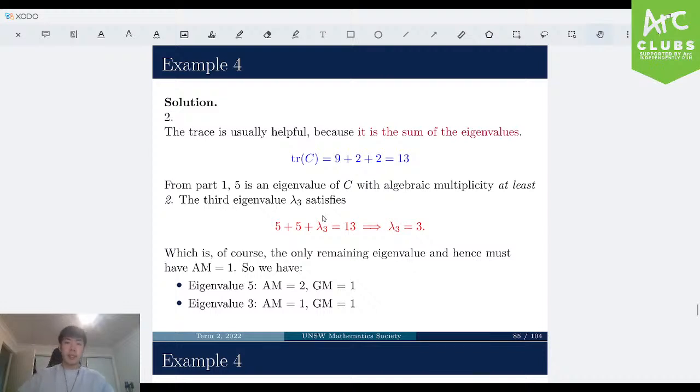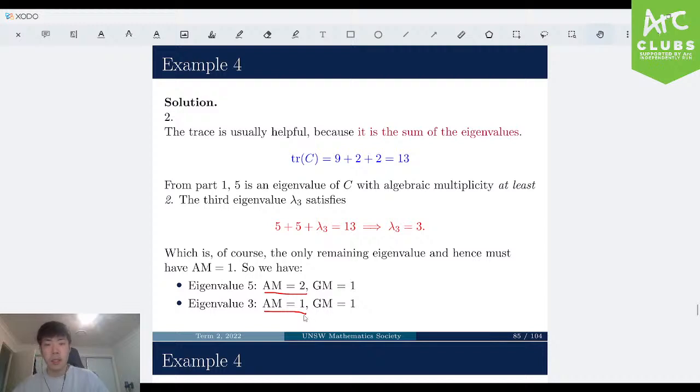And now since this is our only other eigenvalue, and by the reasoning I said earlier, the algebraic multiplicity of 3 must just be 1. We know the AM of 5 is already 2, right? Since it's a 3 by 3 matrix, the total AM is 3, so the AM of 3 must be 1, because we need 2 plus 1 to equal 3.